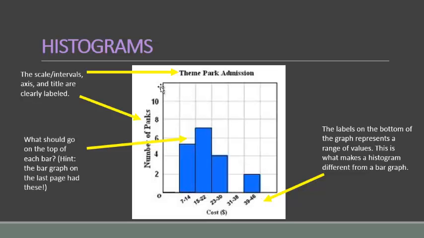This graph is neatly labeled both in a title and along both the x or horizontal axis and y or vertical axis. The one thing this graph is missing is clearly defined labels at the top of each bar to make it easier to read for an observer.